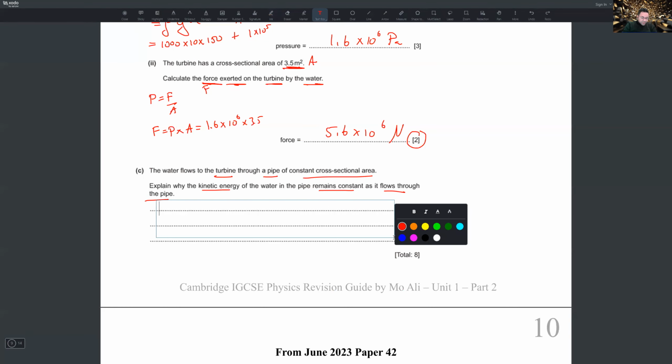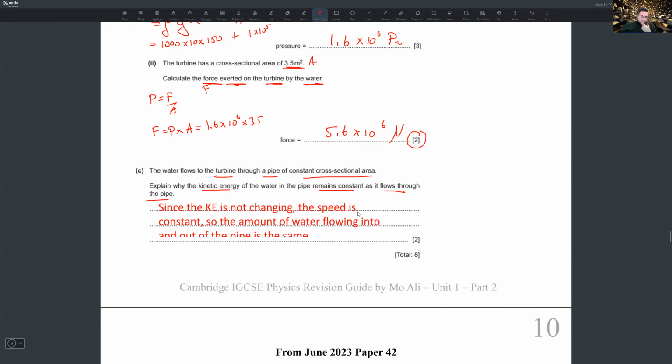Since the kinetic energy is not changing, the speed is constant. So the amount of water flowing into and out of the pipe is the same.